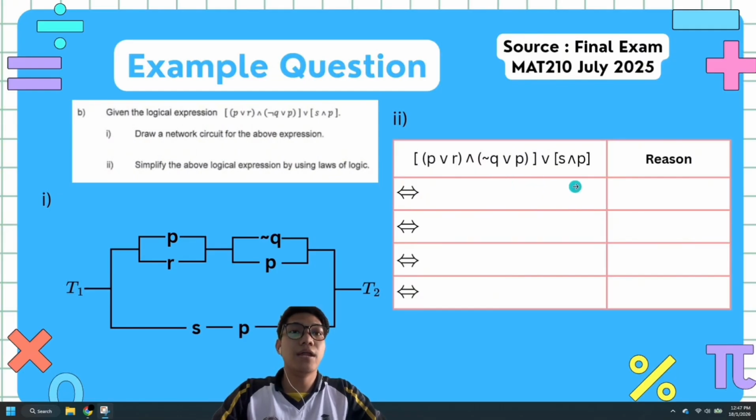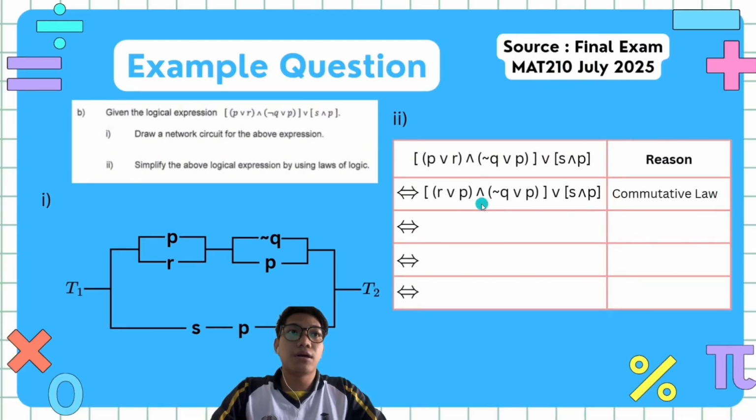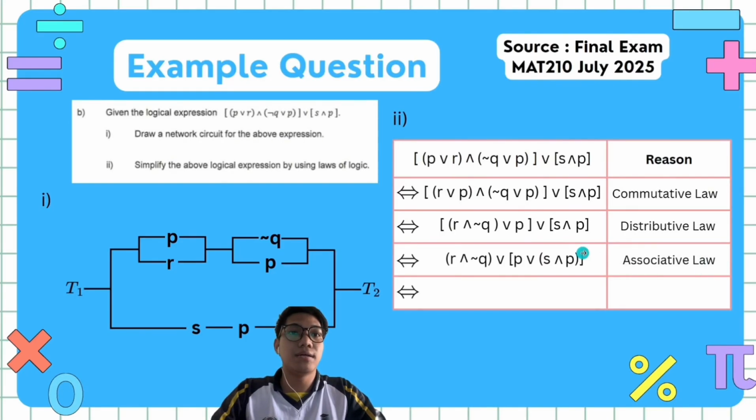But before we do that, we need to apply a commutative law on one of these brackets. So I choose the first bracket and apply a commutative law. After that, we can see that the P in the first bracket are at the same place. So we can apply a distributive law here. After we apply a distributive law, we can change the position of P in the first bracket to the second bracket. By doing that, it is easier to simplify it later.